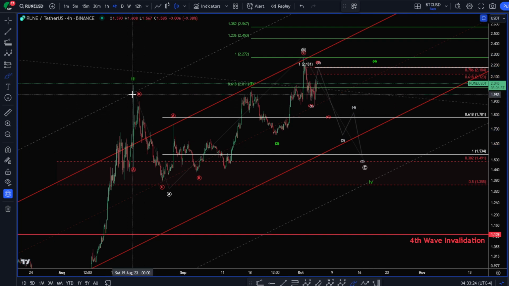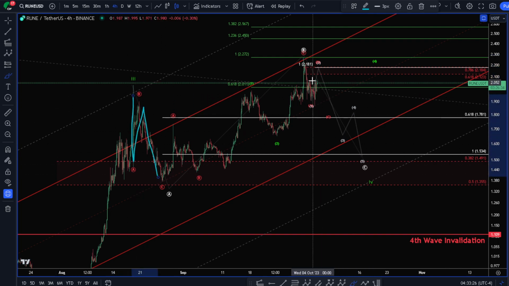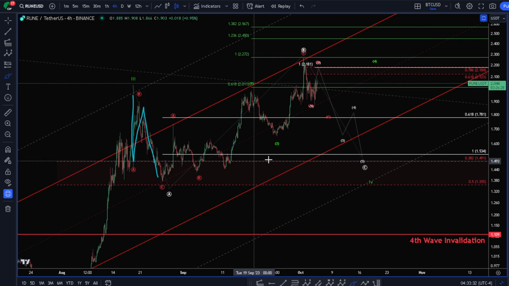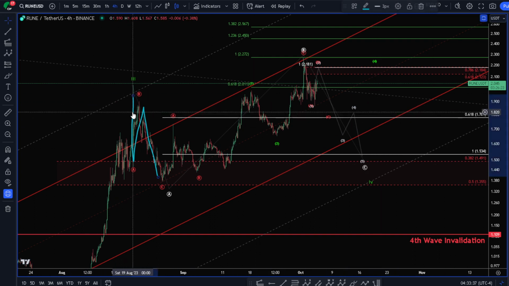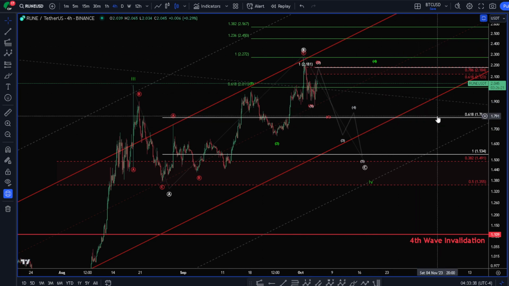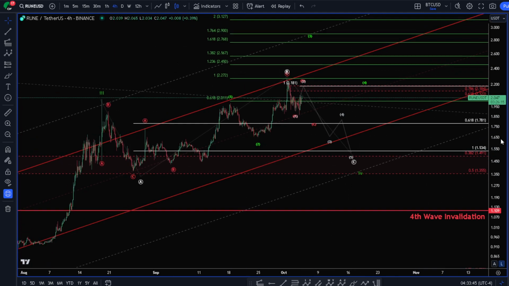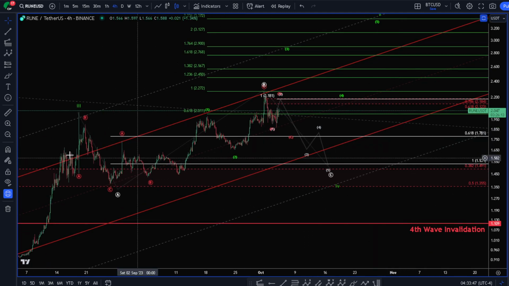more complex, this could be an ABC, and we get a B, C like so. And that would just change this from an ABC to a WXY. Again, same direction, so we'll have to see what we get when the wave prints out. But at the moment, looking for this to correct the downside, alternatives would have to be that this was a triangle.